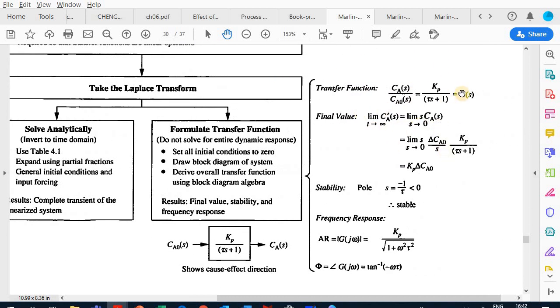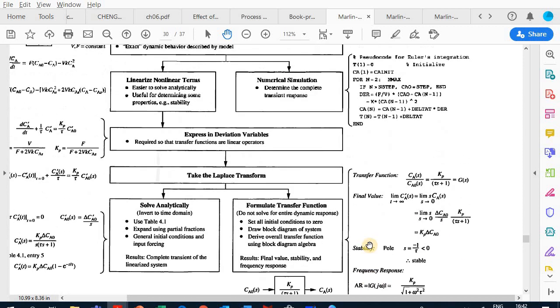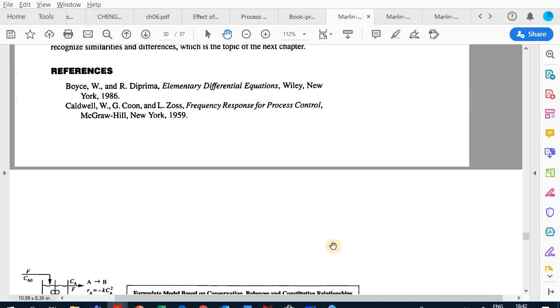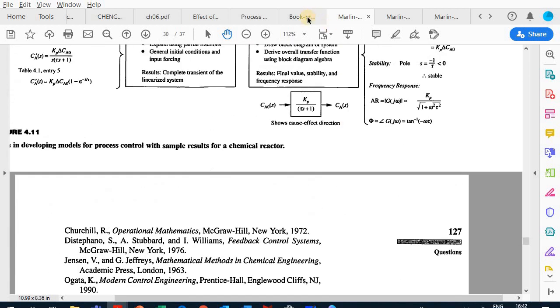Okay, when we obtain our transfer function, we can use the final value theorem to find our final value. We can study stability by looking at the poles. If it is negative, we will say stable. And we also can study the frequency response, which we did not study because that will be covered in process control, okay? And it will help us in studying the stability of the process. So this is what we have to take in this book.